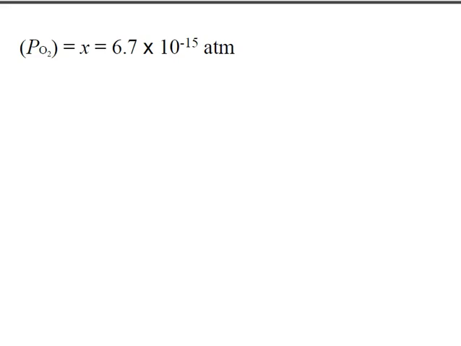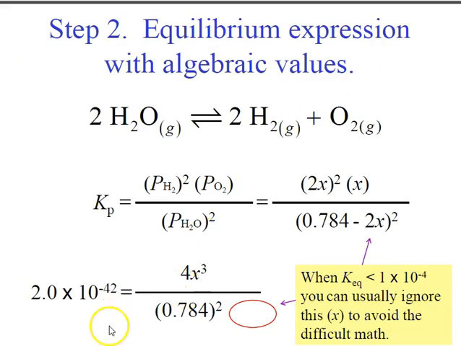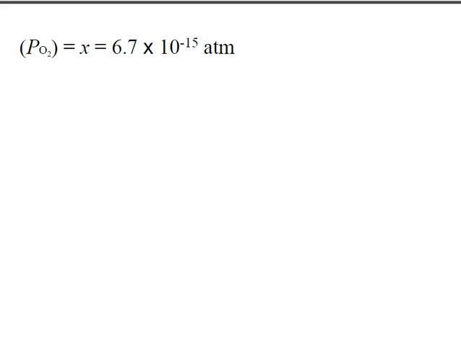Alright, so if we back up a step, they don't show you how they solve here. So we're going to square this 0.784 on the bottom and then cross multiply with the 2.0 times 10 to the negative 42. After that, we would divide by 4 and then take the cube root. Okay, so cross multiply, divide by 4, and then take the cube root. You want to make sure that you can do that in your calculator. Okay, so please pause and try that, and make sure you come up with this value for x.